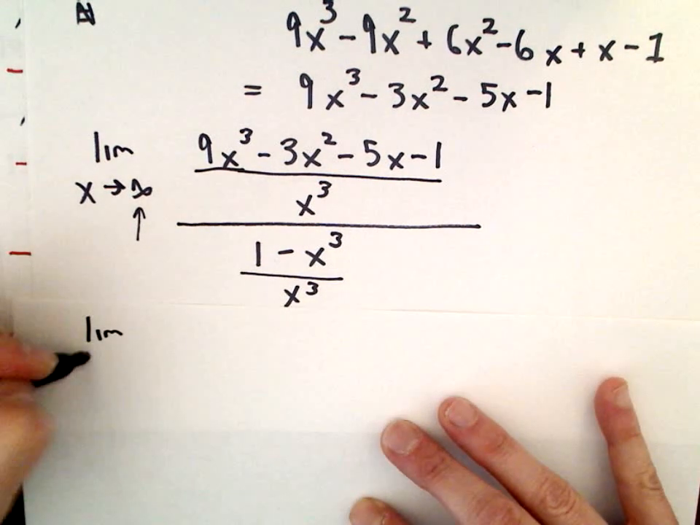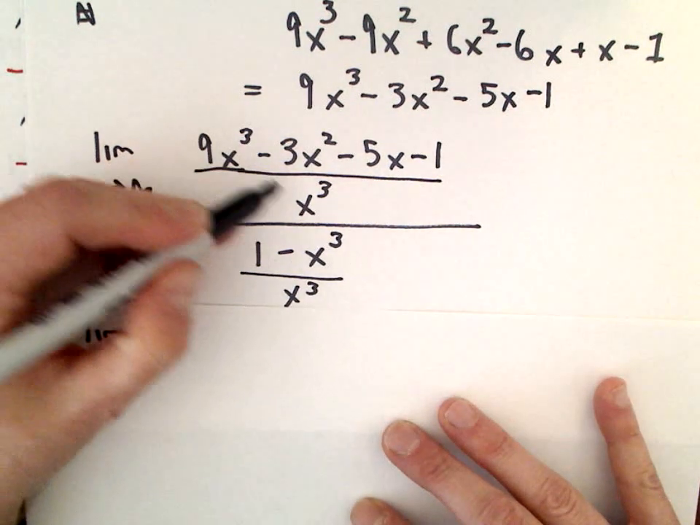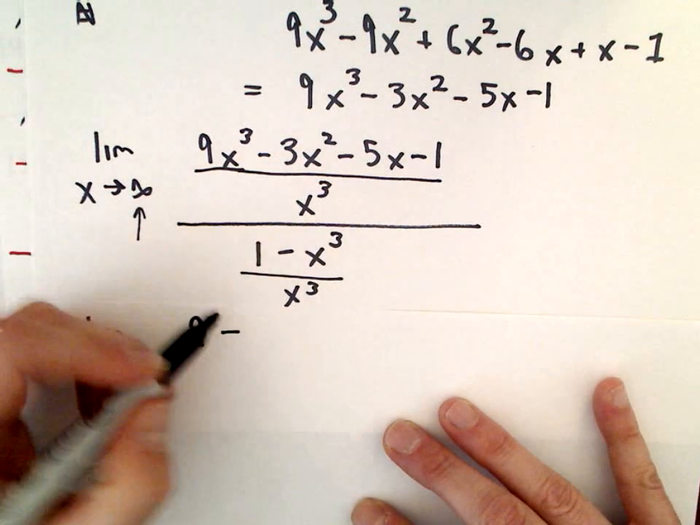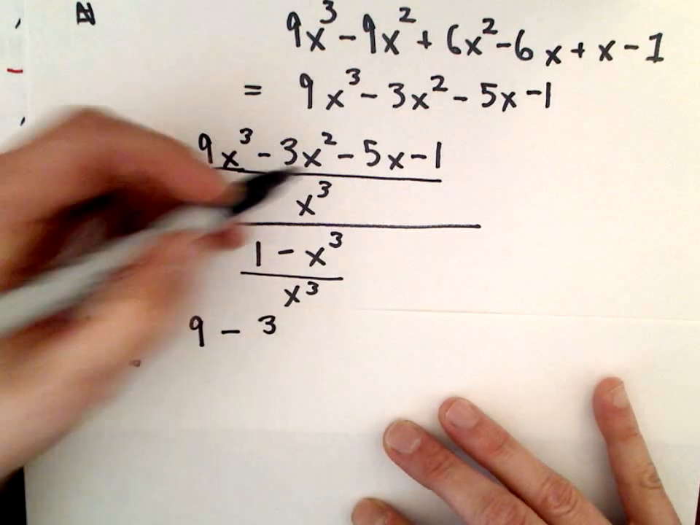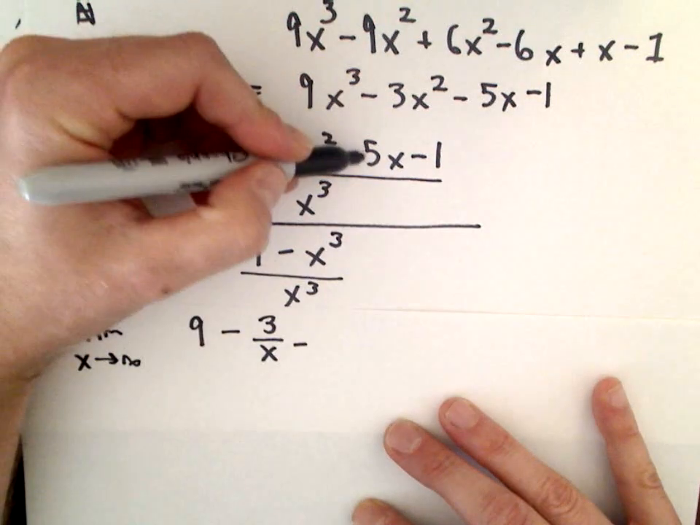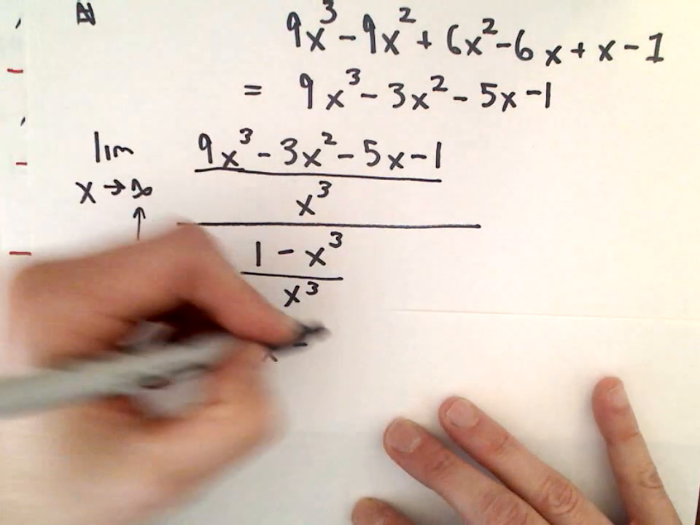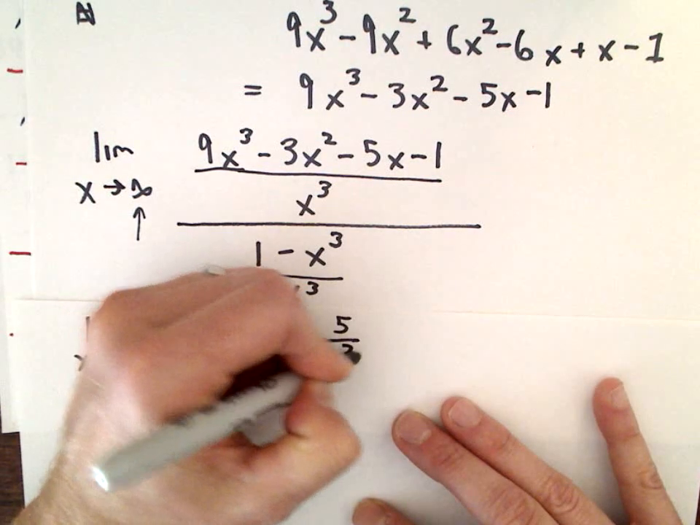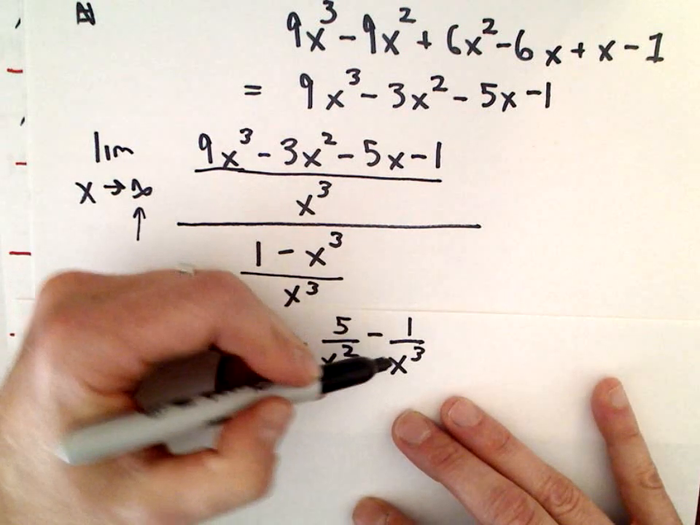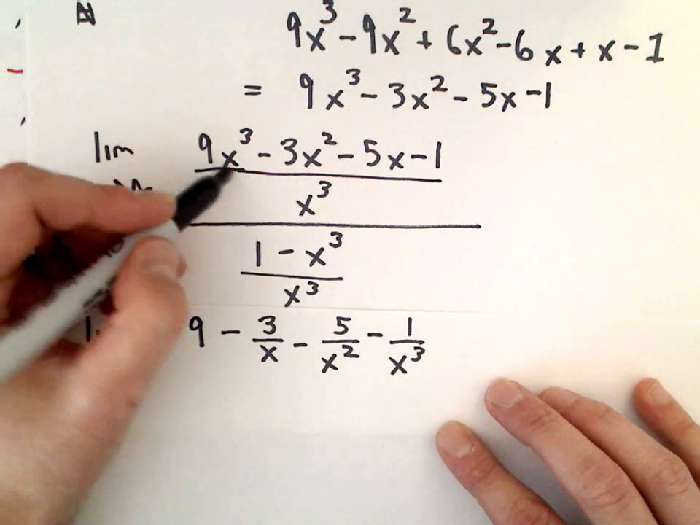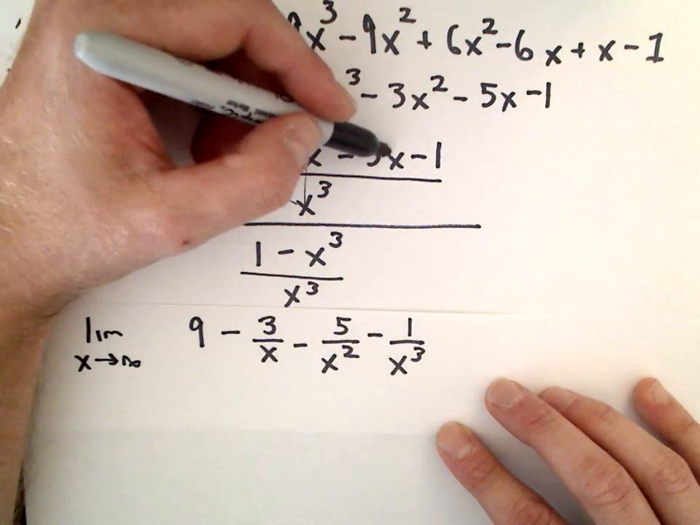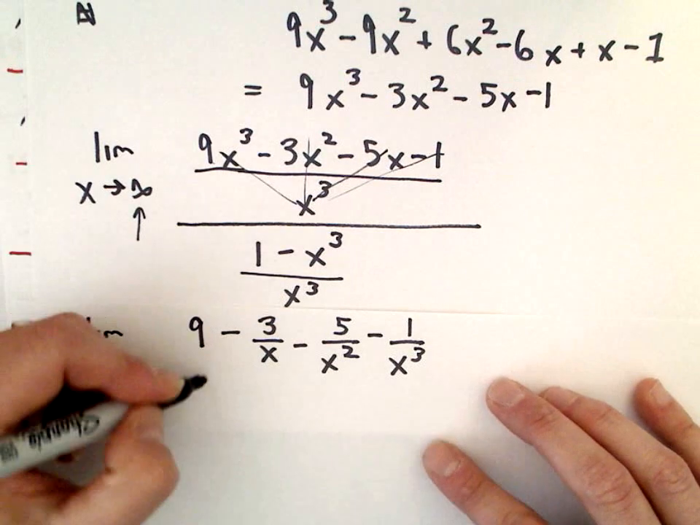So I've got the limit as x goes to infinity. So this is 9x to the third over x to the third. That's going to leave me with 9. I've got my negative there. There's my 3. X squared divided by x to the third would be negative 3 over x. 5x divided by x to the third, that would be negative 5 over x squared. And then I would have minus 1 over x to the third. So again, I'm just breaking it up. 9x to the third over x to the third, 3x squared over x to the third, negative 5x over x to the third, negative 1 over x to the third.